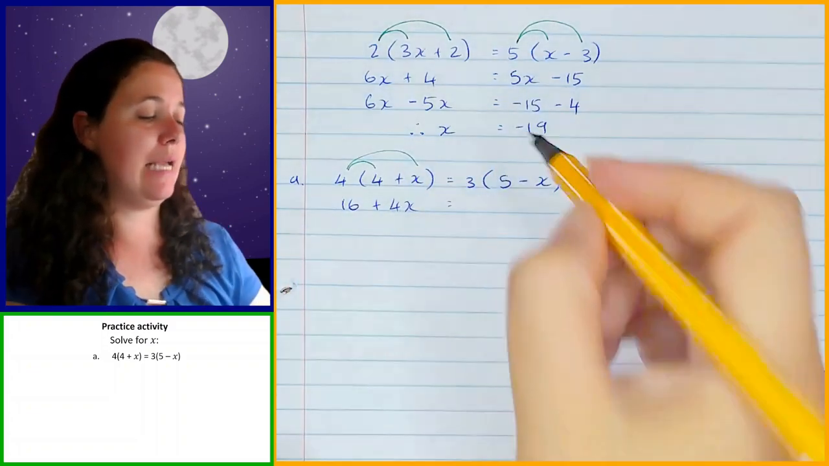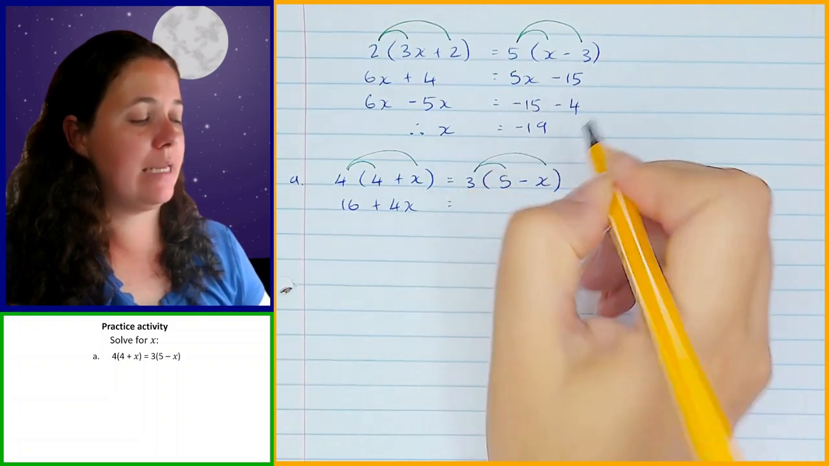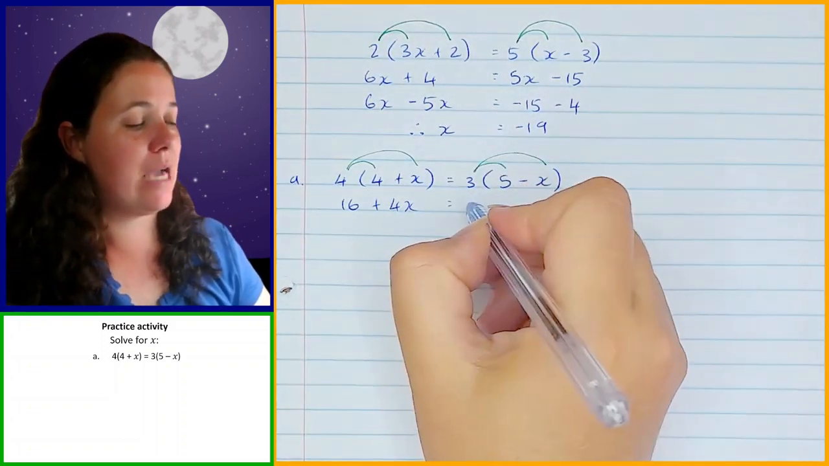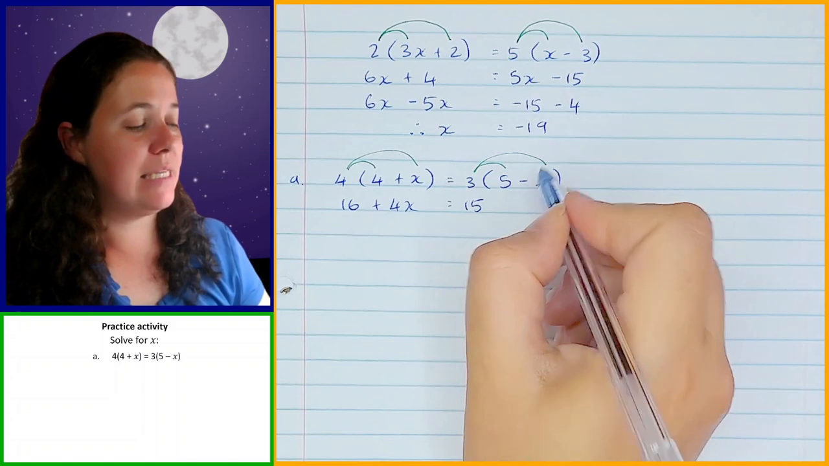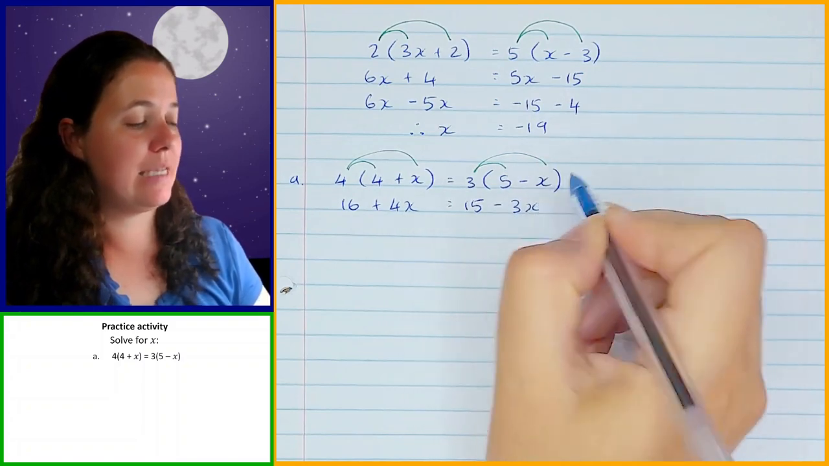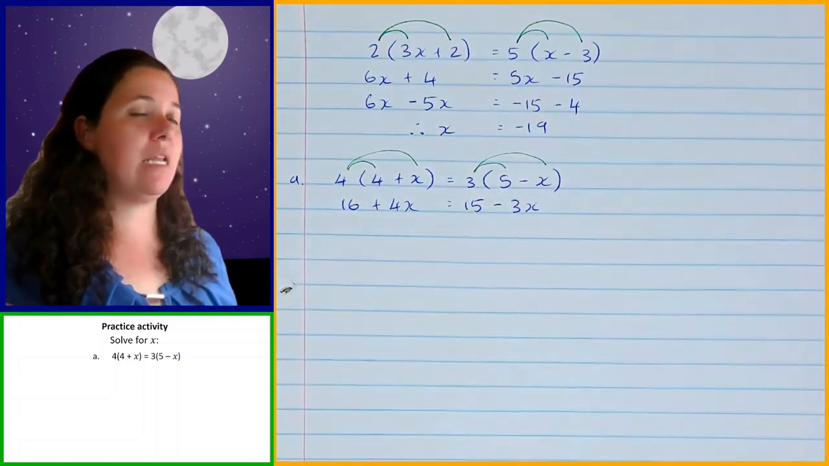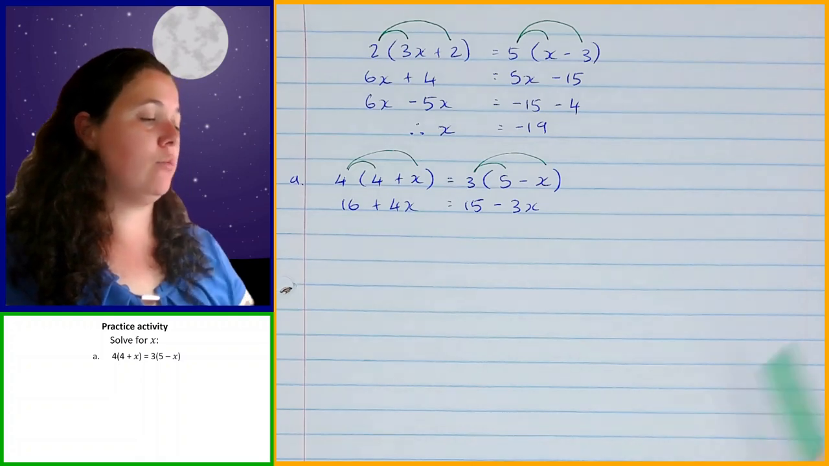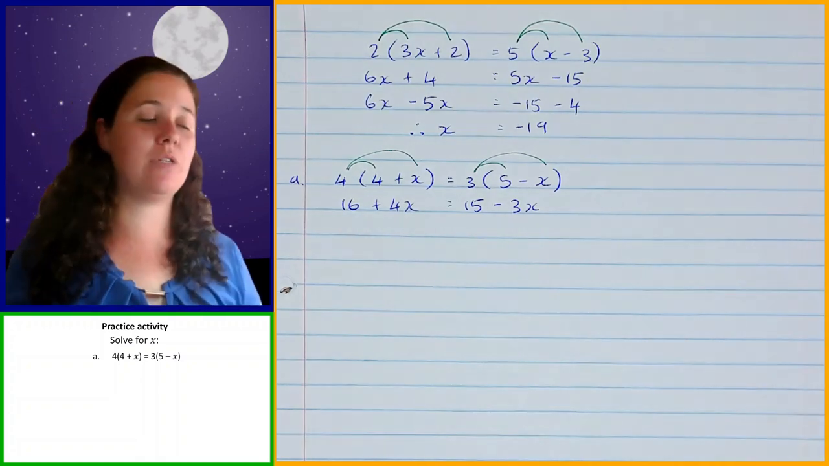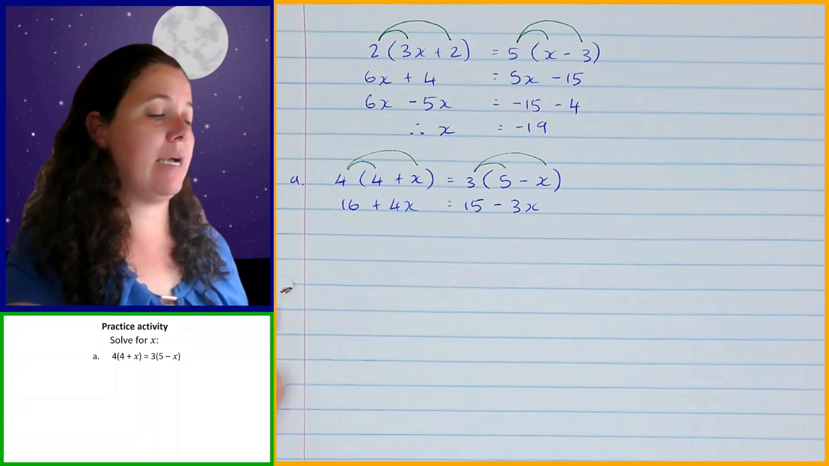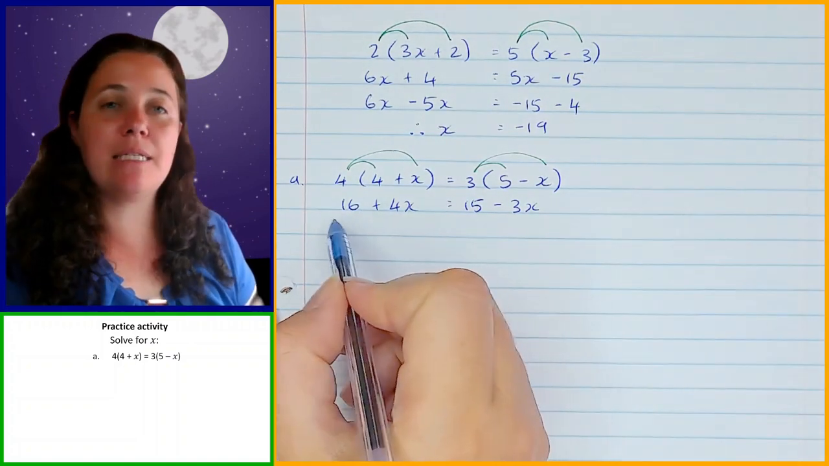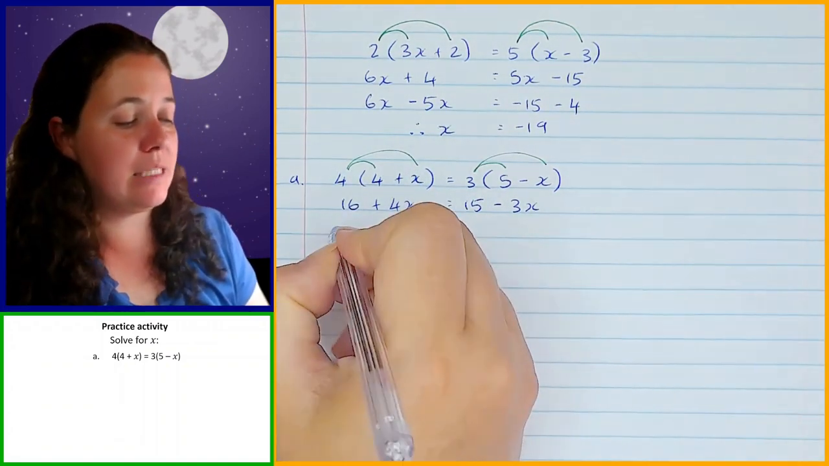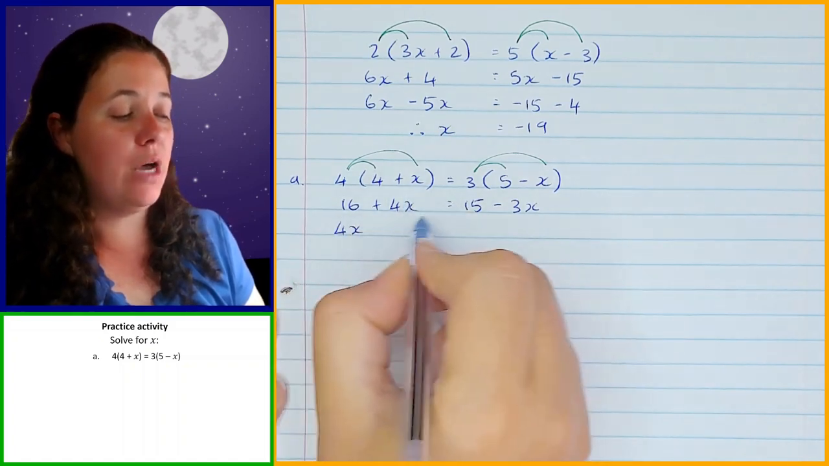And over here, again, I'm going to multiply out. So that's 3 multiplied into the brackets over there. 3 times 5 is 15, and 3 times negative x is minus 3x. Okay, so once we've got to that point, we can then go and solve as normal. So I'm going to get all my x's on the left, all my constants on the right. On the left, I'm not worrying about the 16 at the moment. I'm just going to worry about my x term. So I've got 4x. There are no other x terms here.